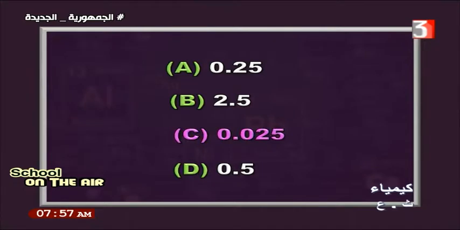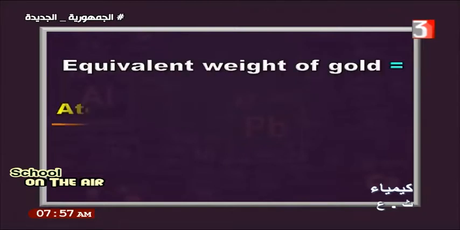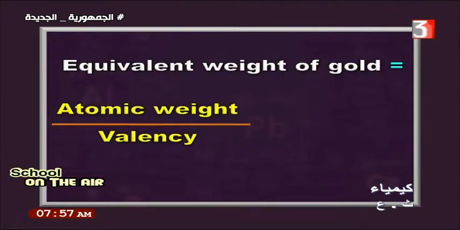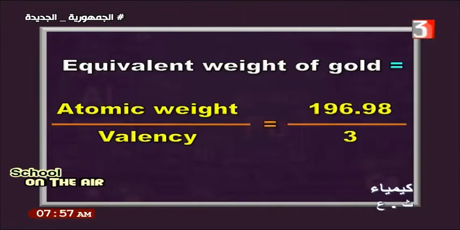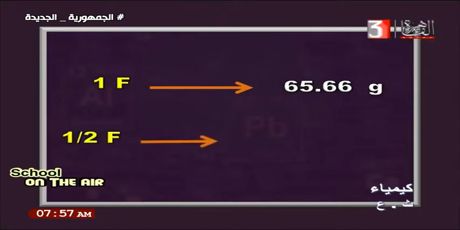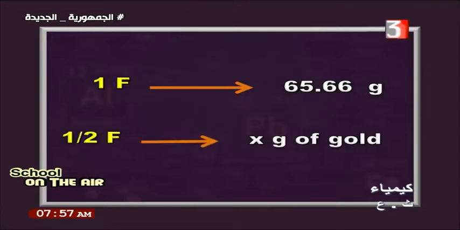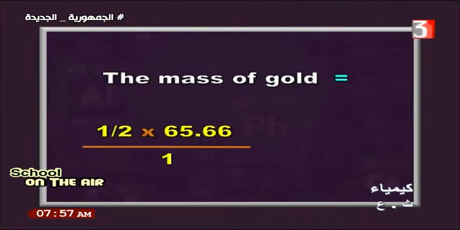If you solve the problem, it will be choice C. How can you solve this problem? The solution: the equivalent weight of gold equals atomic weight over the valency. So it equals 196.98 over 3, which equals 65.66. So 1 Faraday precipitates 65.66 gram. So half a Faraday gives the mass of gold precipitated. The mass of gold here is half times 65.66 over 1.